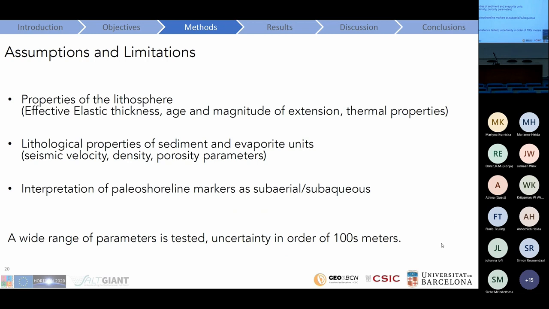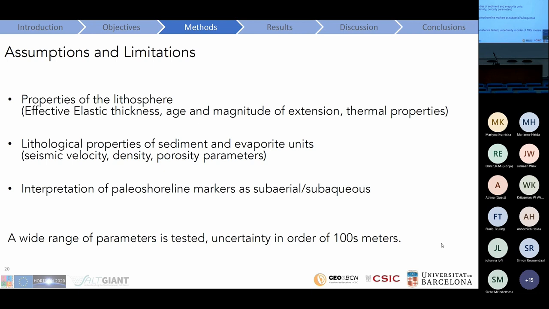So of course, this approach has a number of limitations and assumptions that we have to make, where important ones are related to the properties of the lithosphere, for example, the effective elastic thickness, the age and magnitude of extension, and the thermal properties, and also the lithological properties of the sediments and the evaporite layers themselves.